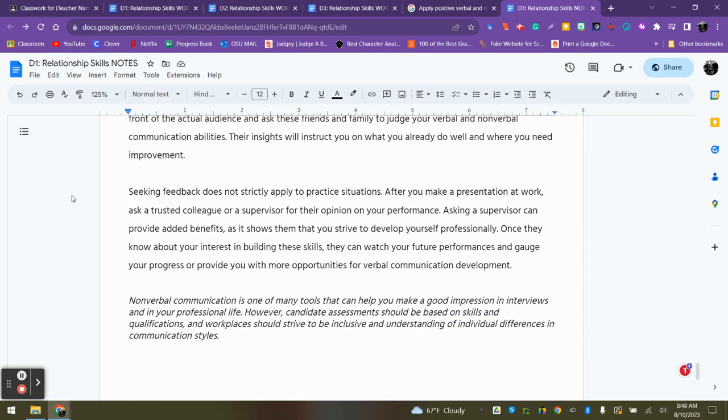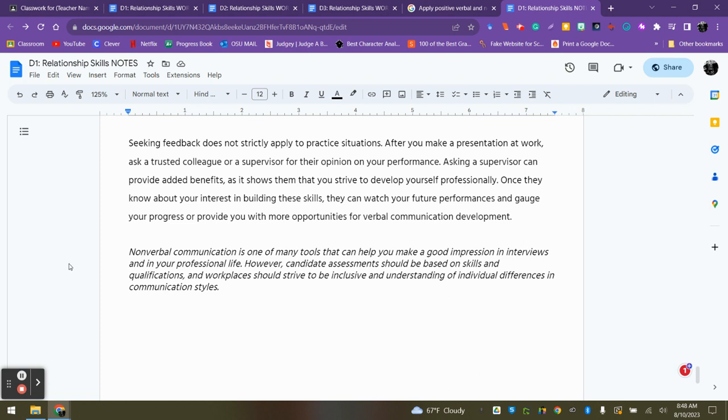Seeking feedback does not strictly apply to practice situations. After you make a presentation at work, ask a trusted colleague or supervisor for their opinion on your performance. Asking the supervisor can provide added benefits, as it shows them that you strive to develop yourself professionally. Once they know about your interest in building these skills, they can watch your future performances, gauge your progress, or provide you with more opportunities for verbal communication development.